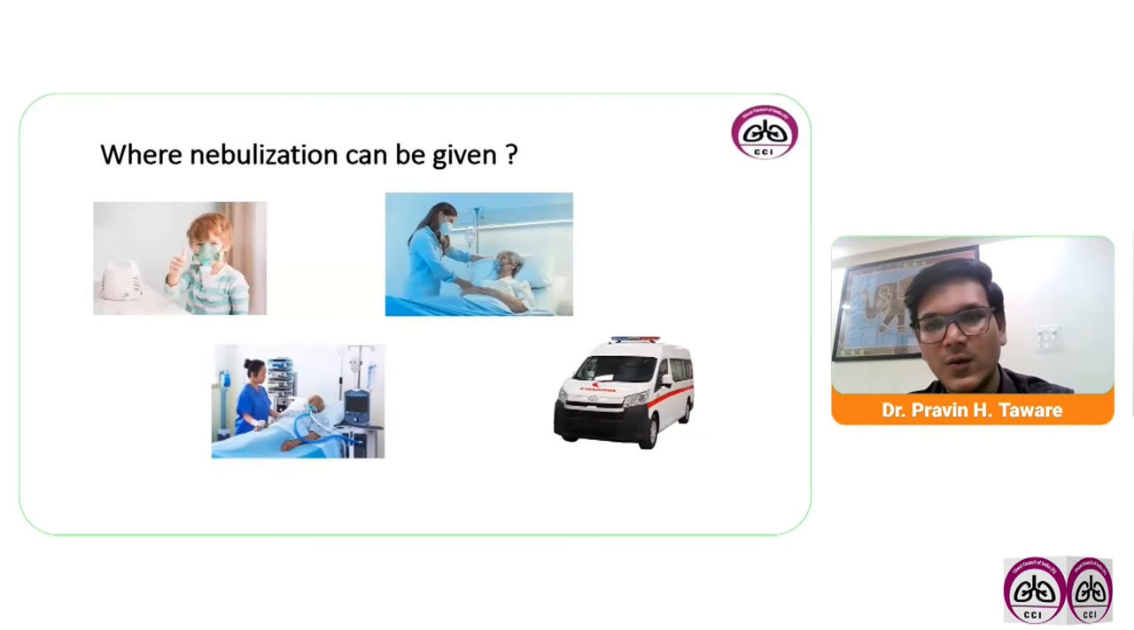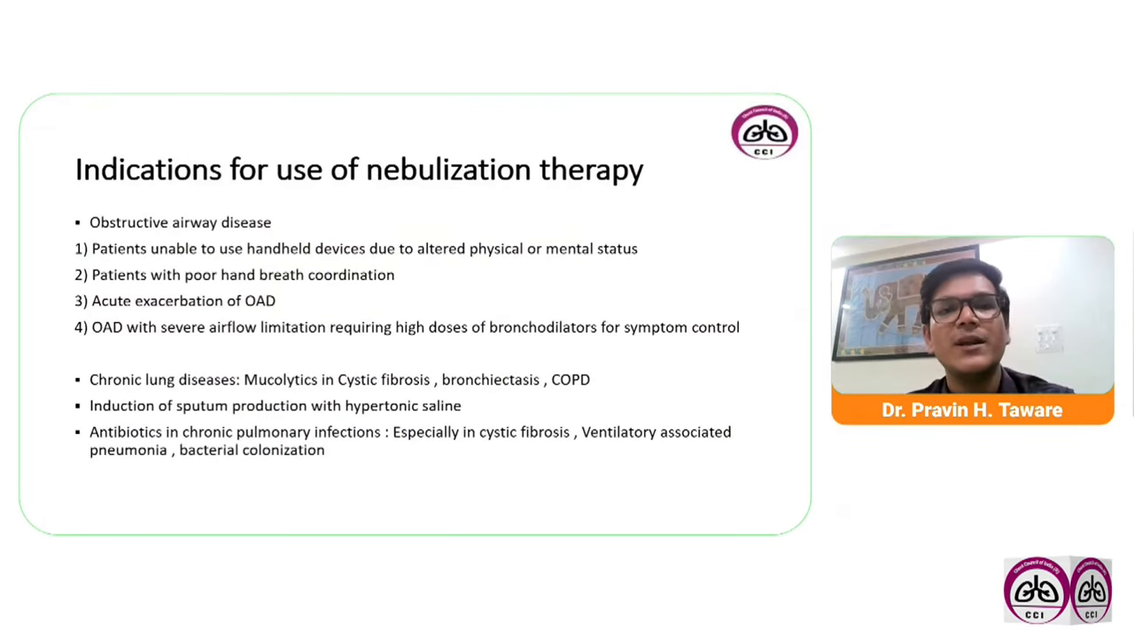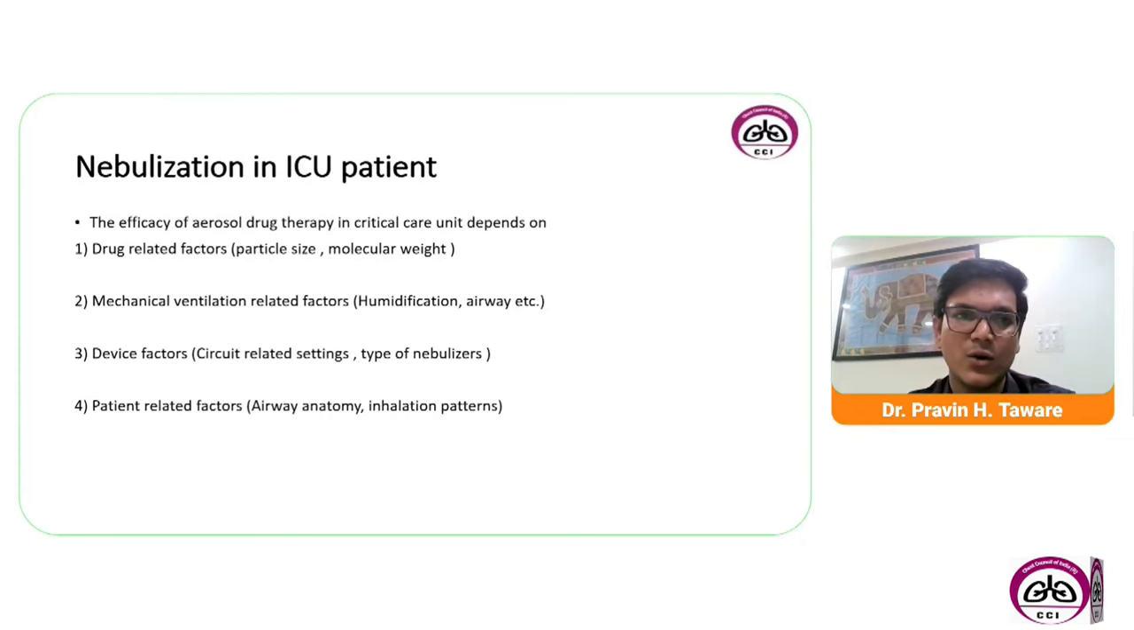Where can you nebulize the patient? You can nebulize at home, in wards, in ICU, and in the emergency department or in an ambulance as well. What are the most common indications? Obstructive airway disease, when patients are unable to use handheld devices due to altered physical and mental status, patients with poor hand-breath coordination, acute exacerbation of obstructive airway disease, and obstructive airway disease with severe airflow limitation, and mucolytics in cystic fibrosis, bronchiectasis, and COPD patients, and when the patient is unable to produce sputum, at that time you can use it for induction of sputum, and you can use inhaled antibiotics, especially in cystic fibrosis and ventilator associated pneumonia and bacterial colonization.